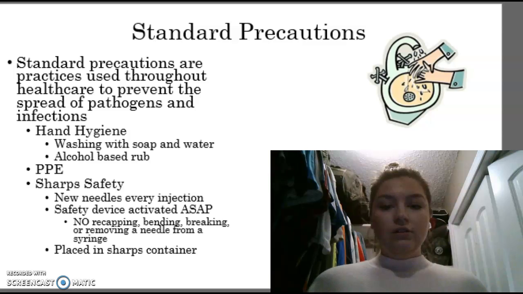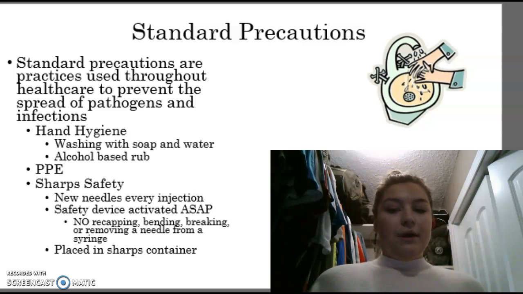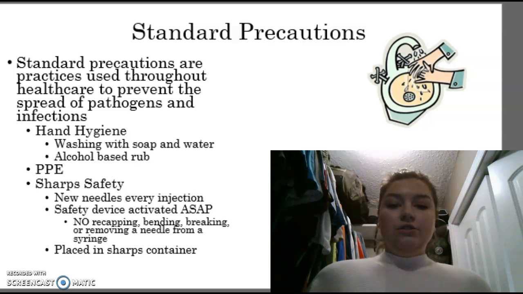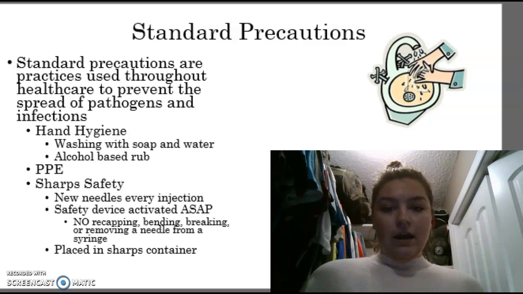Standard precautions also include PPE, which serves as a barrier between pathogens and healthcare workers, and sharp safety. So sharp safety includes new needles after every injection, safety device activated as soon as possible, and sharps placed in the sharps container after use.